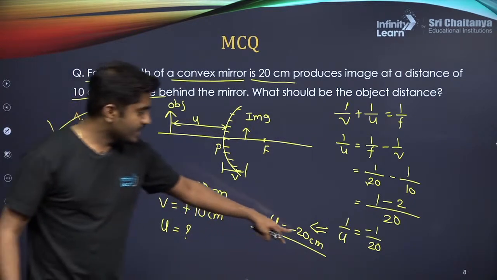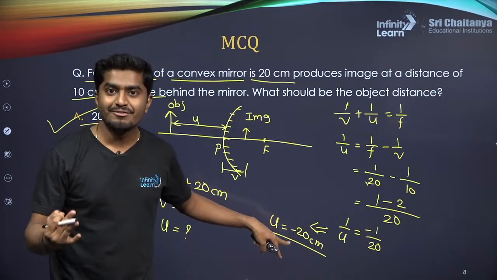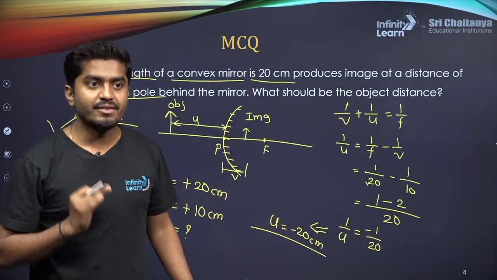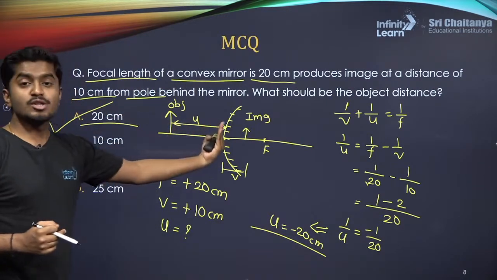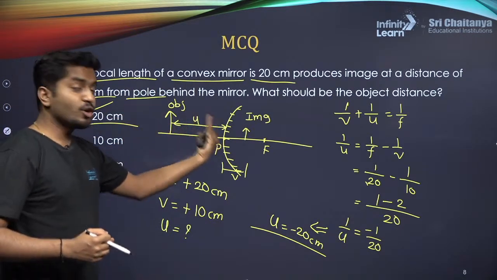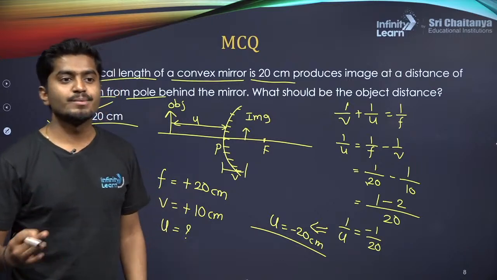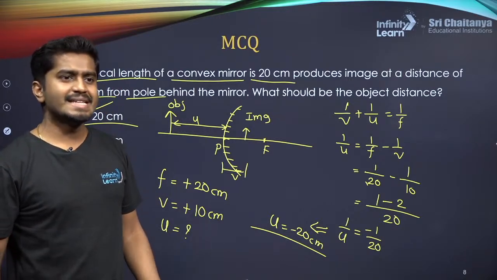And you see here, this value of U is negative. It has to be negative because U is on the left of the pole. So the value of U has to be negative. Easy, right?